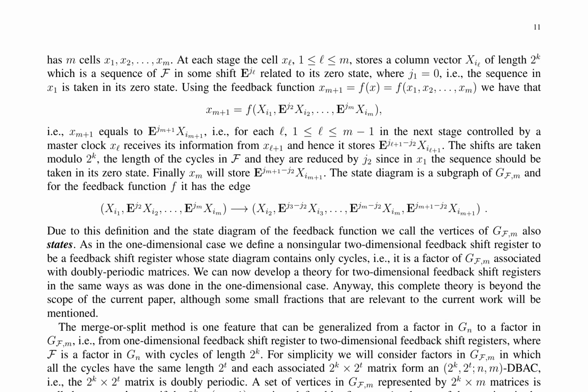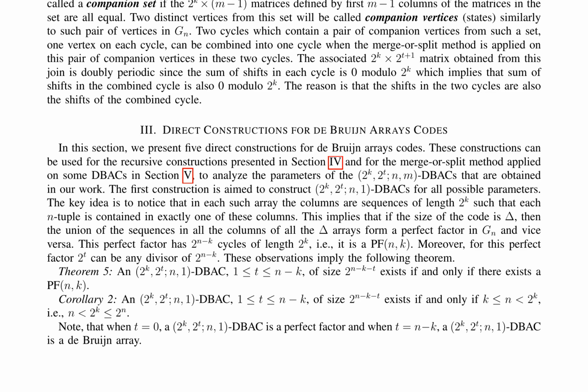The first construction focuses on creating 2k, 2t, n, 1 dBACs for all possible parameters. This is based on the observation that each n-tuple is contained in exactly one column of the arrays, implying a perfect factor in Gn with 2^(n-k) cycles of length 2k. A derived theorem states that a 2k, 2t, n, 1 dBAC exists if and only if there exists a perfect factor PF(n,k). A corollary specifies the conditions under which such an array can exist, namely when k is less than or equal to n less than 2k, i.e., n less than 2k is less than or equal to 2n.